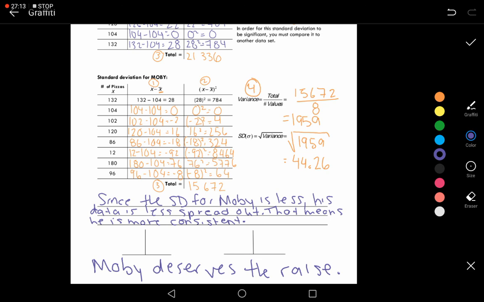Okay, so what that means is that if we were to just graph here, Moby's data is going to look more close together, right? So something like that, whereas Toby's data is going to look a lot more separated. Okay, so this one would be Moby, this one would be Toby.